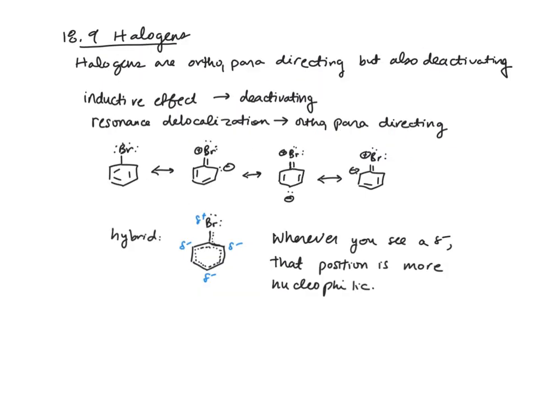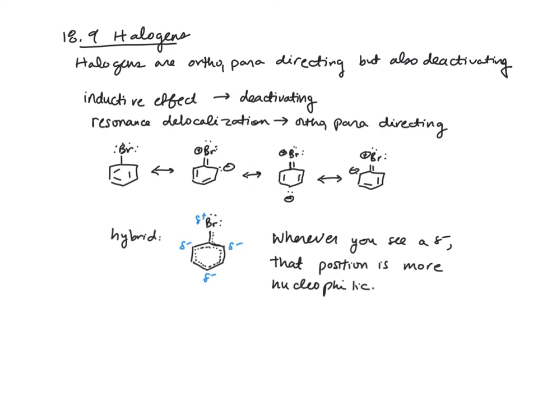Lastly, I want to talk about halogens. Halogens are ortho-para directing, but they are also deactivating. Why are they deactivating? That's because of the inductive effect. Why are they ortho-para directing? That's because of resonance delocalization.